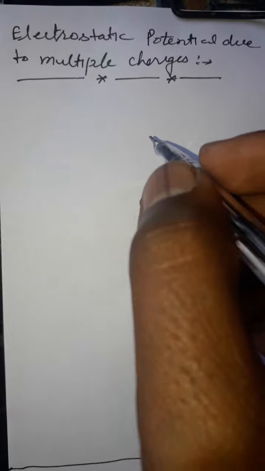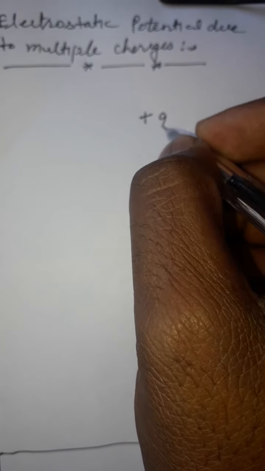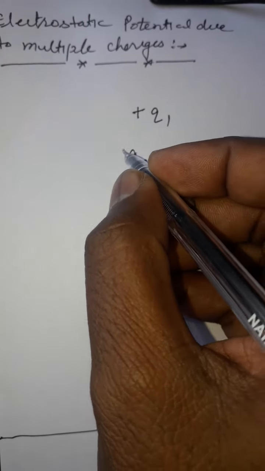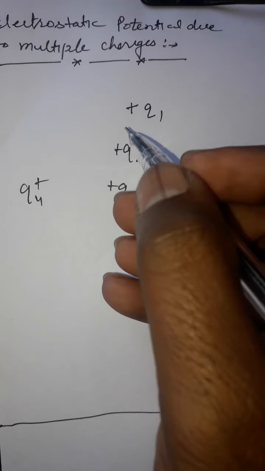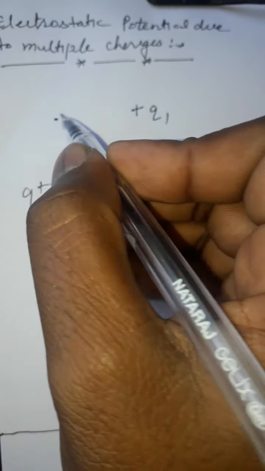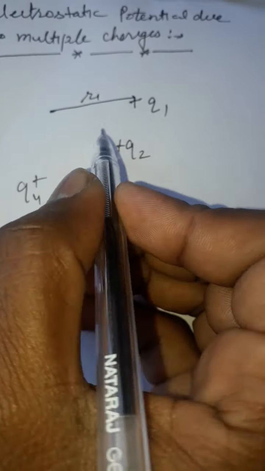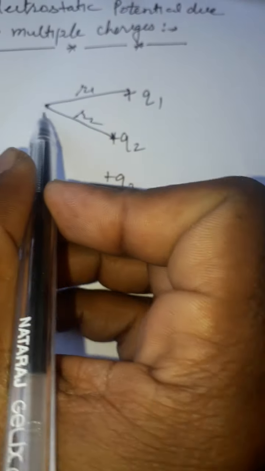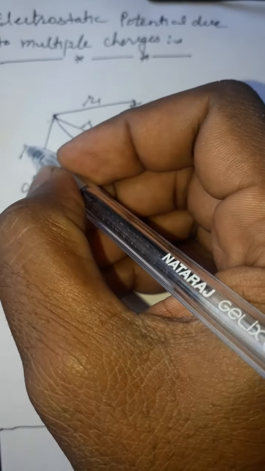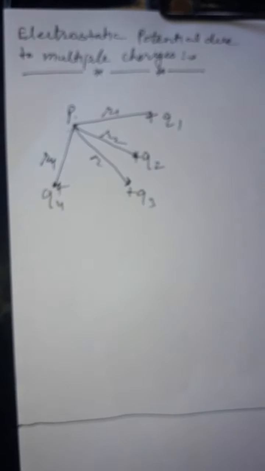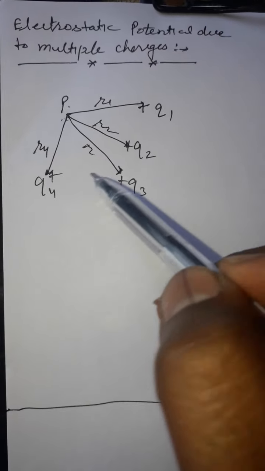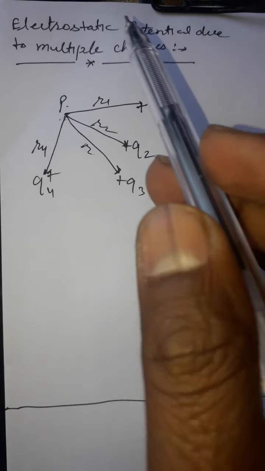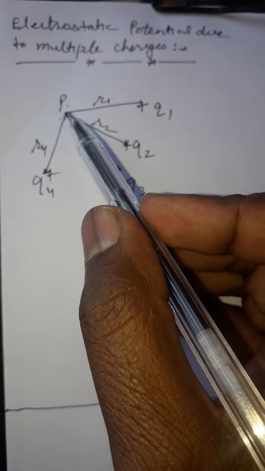For this, let us consider charges say Q1, Q2, Q3, Q4 and so on, which are at distances say R1, R2, R3 and R4 from a point P. The point P is the point where we have to calculate the electric potential due to all these charges.